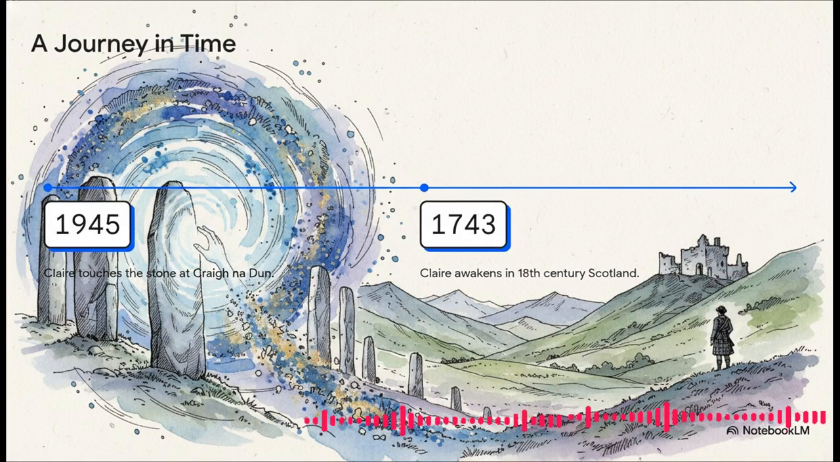But while visiting this mysterious stone circle called Craigh na Dun, she reaches out, touches an ancient stone, and poof, her world simply disappears. When she finally awakens, it is 1743. She has been thrust 2 whole centuries into the past, landing smack in the middle of the incredibly dangerous, unforgiving Scottish Highlands. This jarring, incredibly violent leap in time, that's what sets everything into motion.